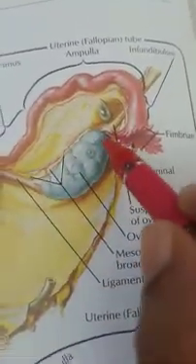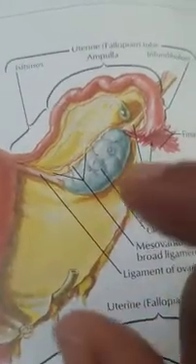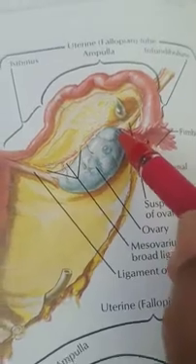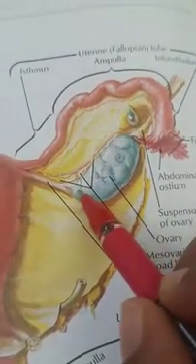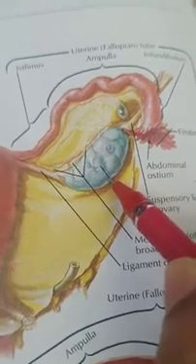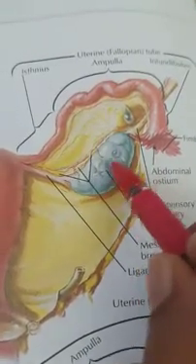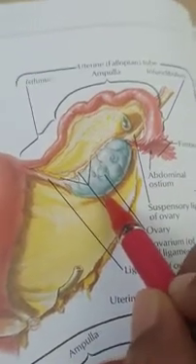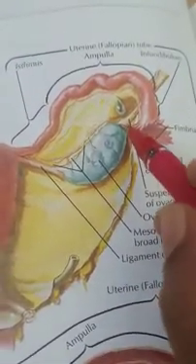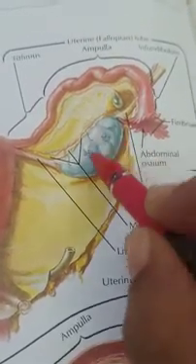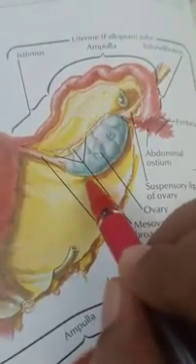Now the features: the ovary is an almond-shaped structure and it has two poles, an upper pole and a lower pole. It has two borders, an anterior border and a posterior border, and it has two surfaces, a medial surface and a lateral surface. Okay, so these are the features: upper pole and lower pole, anterior border, posterior border, then medial surface and lateral surface.